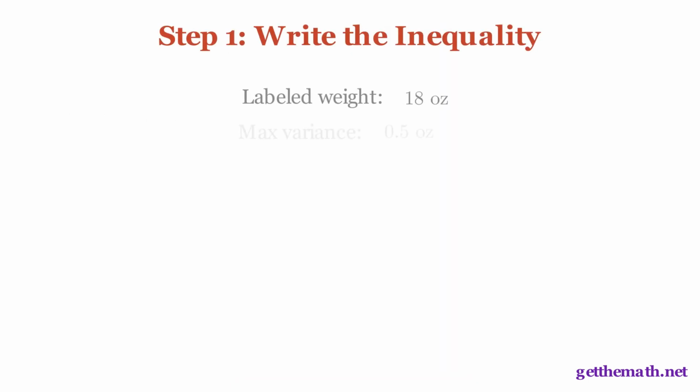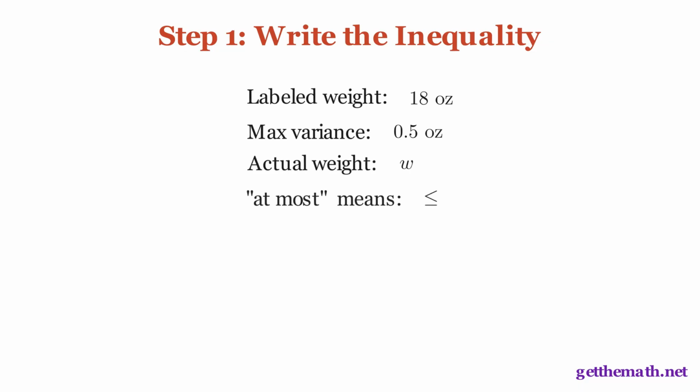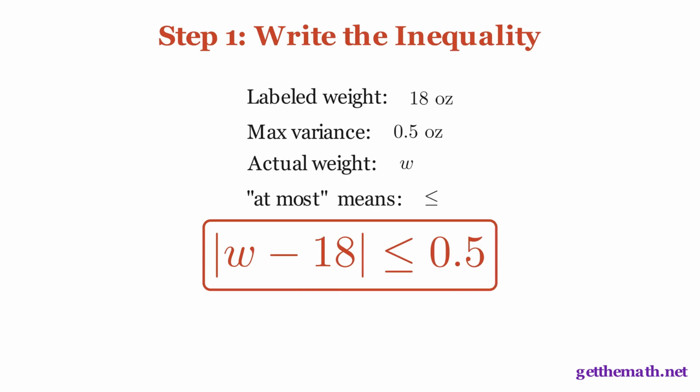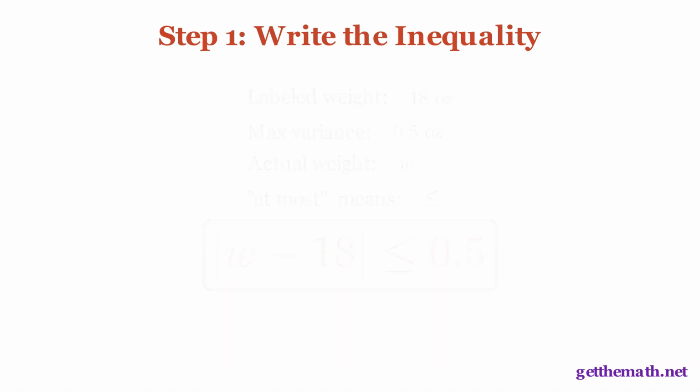Step 1, write the inequality. The labeled weight is 18 ounces. The maximum variance is 0.5 ounces. W is the actual weight. The absolute value of W minus 18 is less than or equal to 0.5. This is our inequality. Now let's solve it.